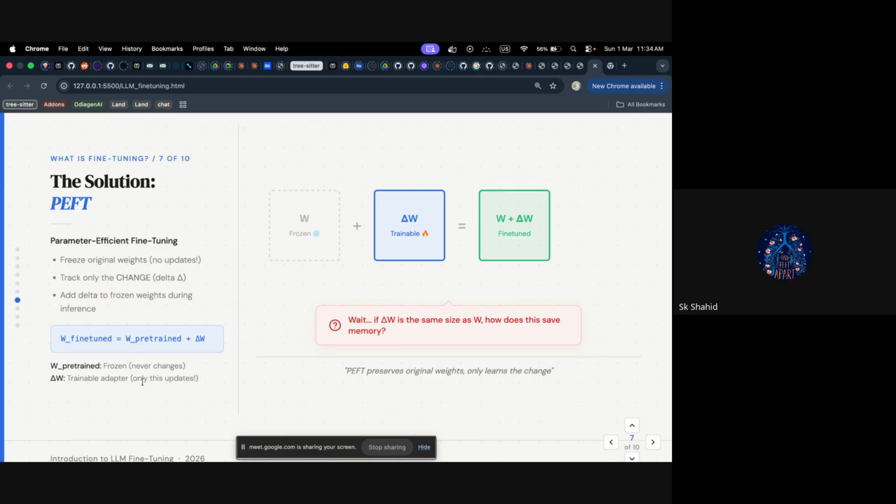There might be a question. It's of the same size. Even in the image you can see earlier, the same matrix size we had in here. We just add it, right? So if we are computing all of those weights, how exactly is it saving our memory? People might come up with a question here.